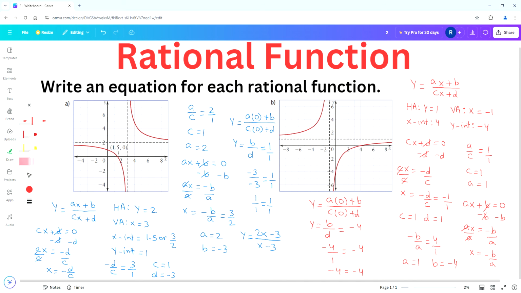Now we can write the equation of the rational function. A is 1, so we can ignore the 1 with the x. B is negative 4. C is 1. And D is 1. This should be the equation of the graph in part B. So these are the steps you have to keep in mind to solve a problem like this one.